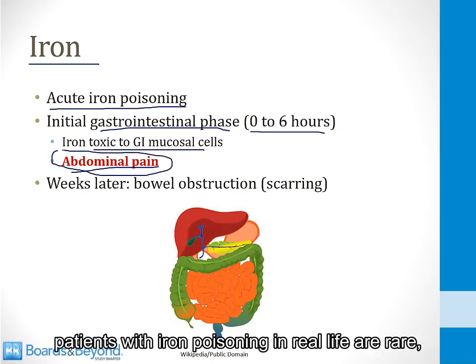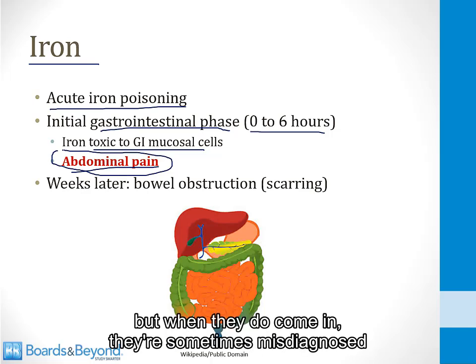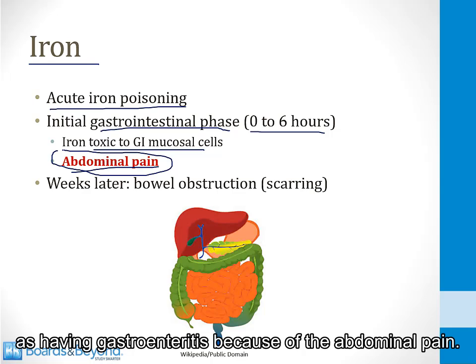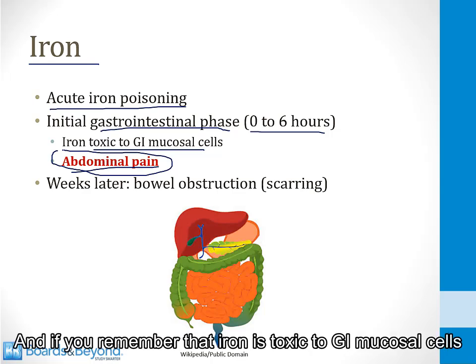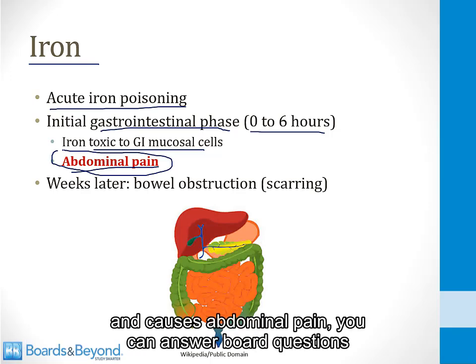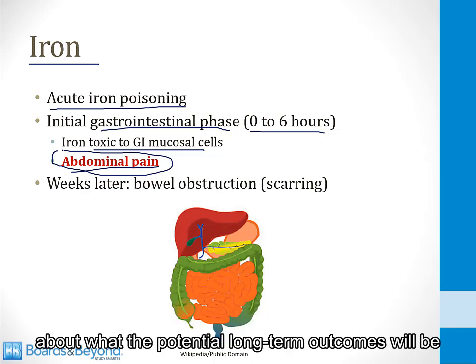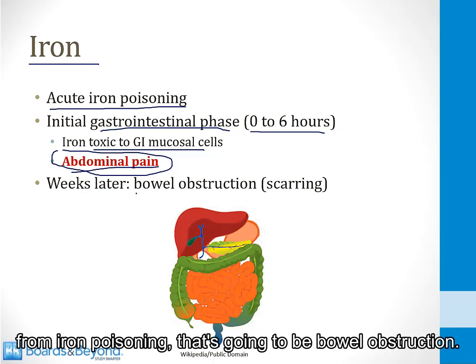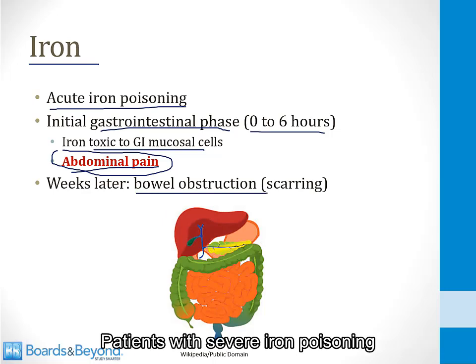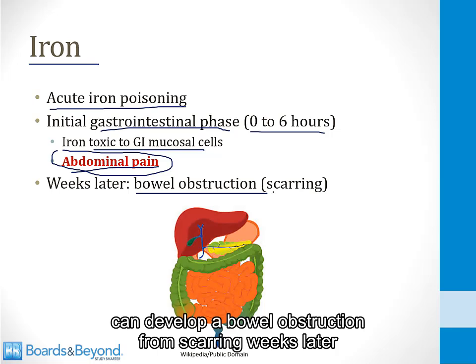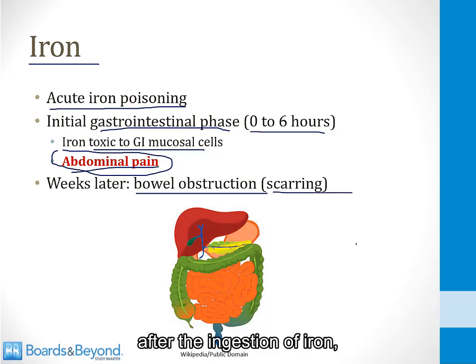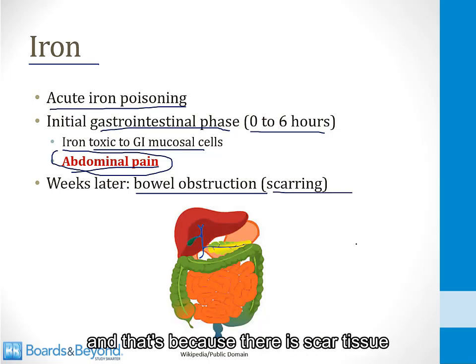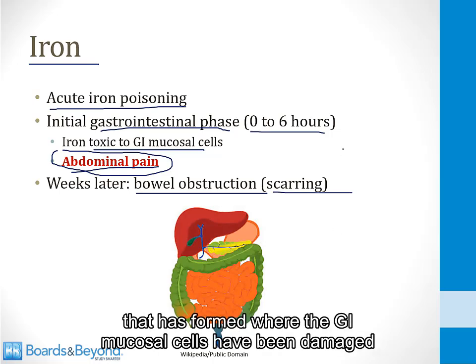Patients with iron poisoning in real life are rare, but when they do come in, they're sometimes misdiagnosed as having gastroenteritis because of the abdominal pain. And if you remember that iron is toxic to GI mucosal cells and causes abdominal pain, you can answer board questions about what the potential long-term outcomes will be from iron poisoning. That's going to be bowel obstruction. Patients with severe iron poisoning can develop a bowel obstruction from scarring weeks later after the ingestion of iron, and that's because there is scar tissue that is formed where the GI mucosal cells have been damaged in the intestines.